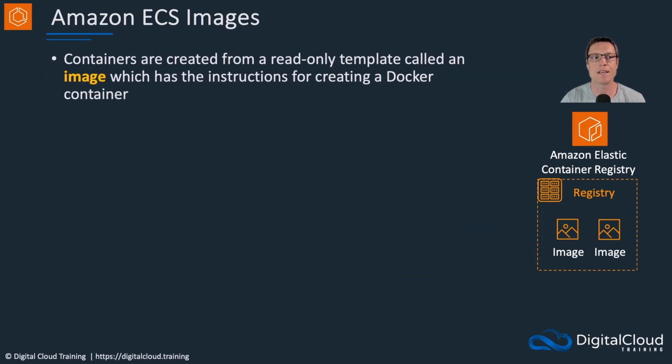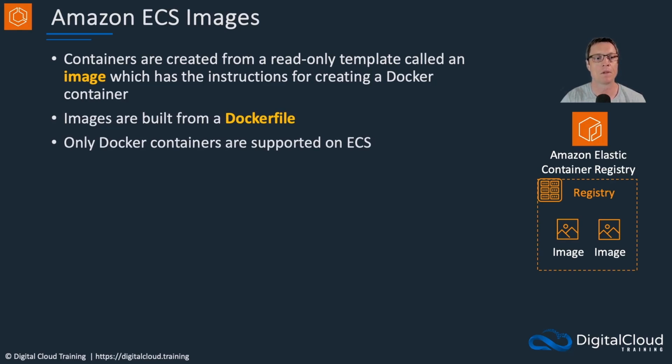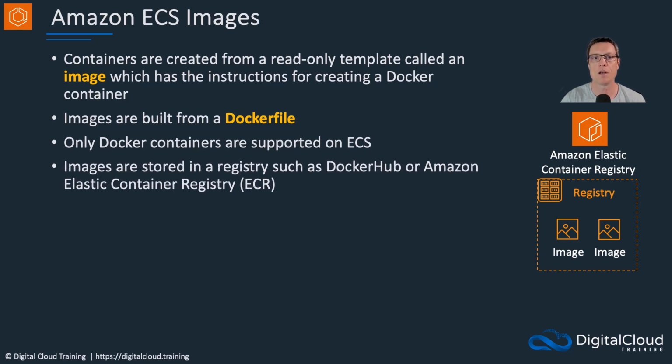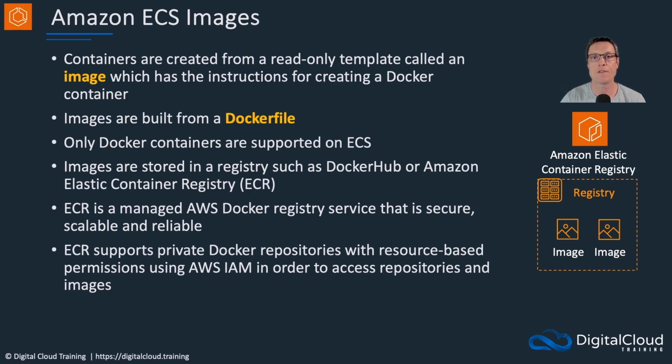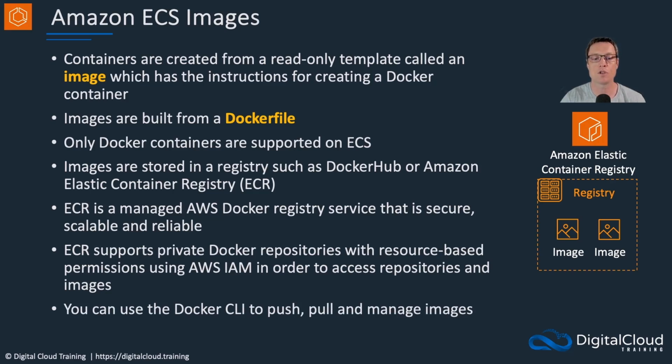A bit more detail now on ECS images. So containers are created from a read-only template called an image, and that has the instructions for creating the Docker container. Those images are built from a Dockerfile, and only Docker containers are actually supported on ECS. Images are then stored in a registry such as Docker Hub or Amazon Elastic Container Registry. And ECR is a managed Docker registry service that's secure, reliable, and scalable. ECR also supports private Docker repositories with resource-based permissions using IAM in order to access those repositories and the images within them. You can also use the Docker CLI to push, pull, and manage your container images.